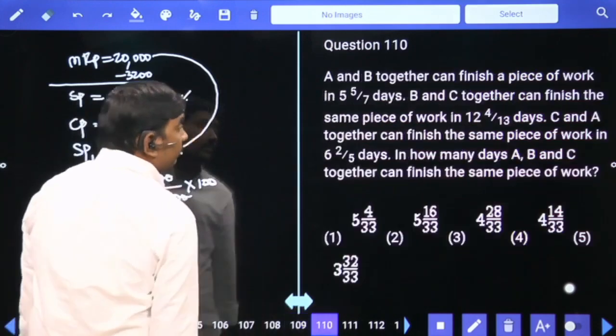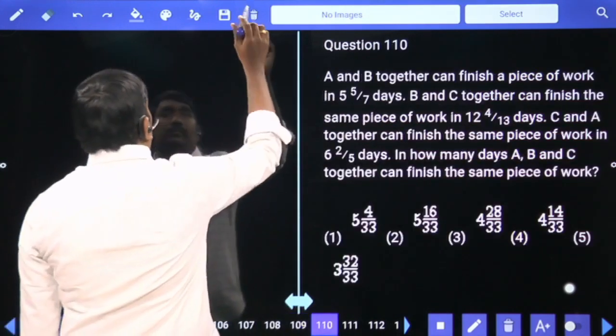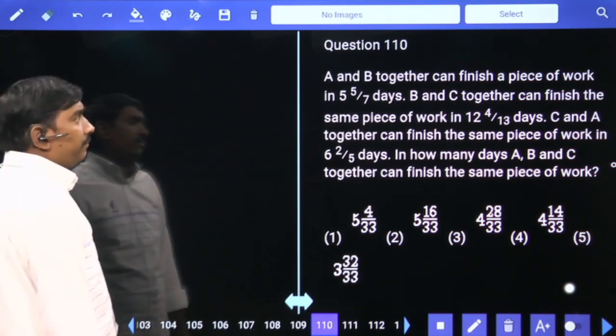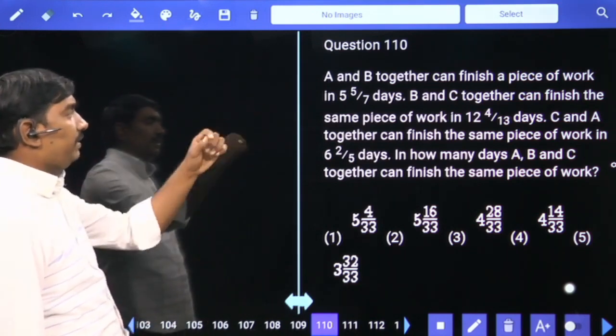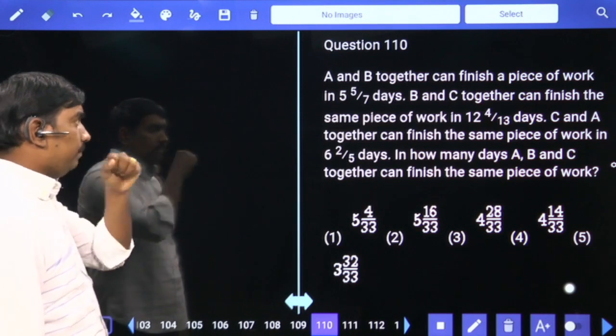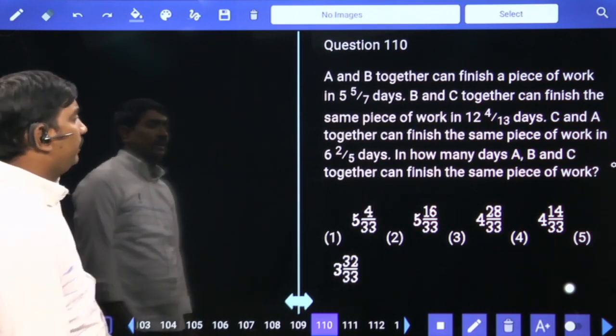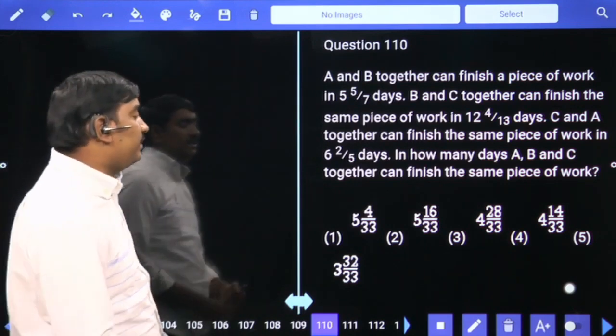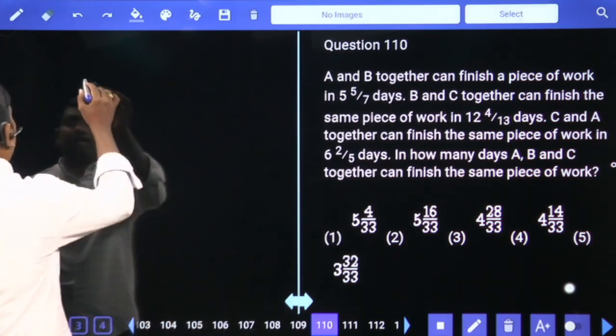12.5%. Next. A and B together can finish a piece of work in 5 by 7 days, B and C in 12 4 by 13 days, C and A in 6 2 by 5 days. In how many days can A, B, C together finish the work?